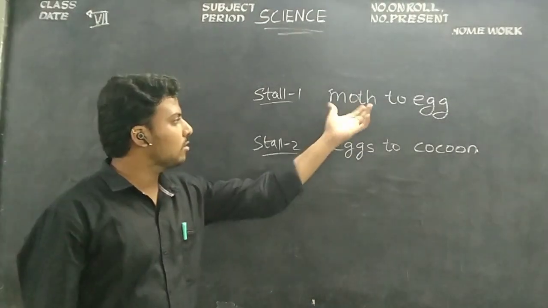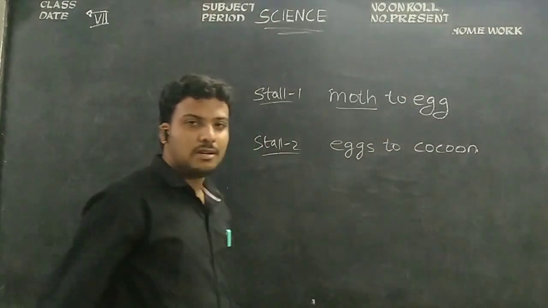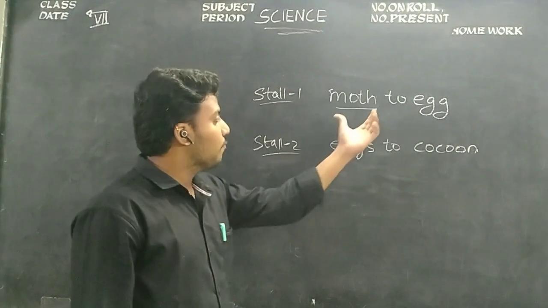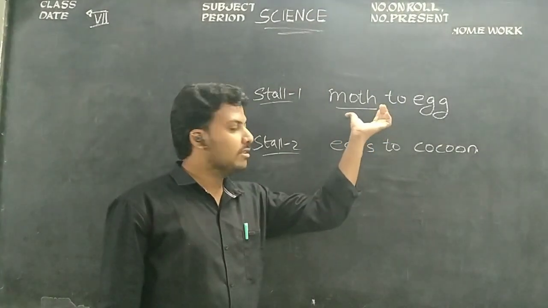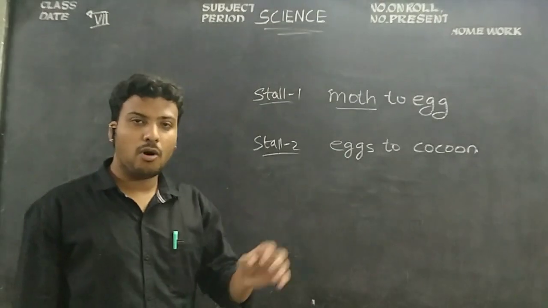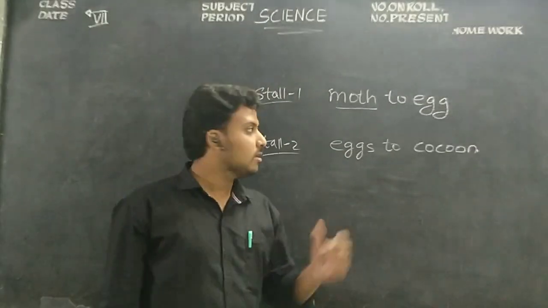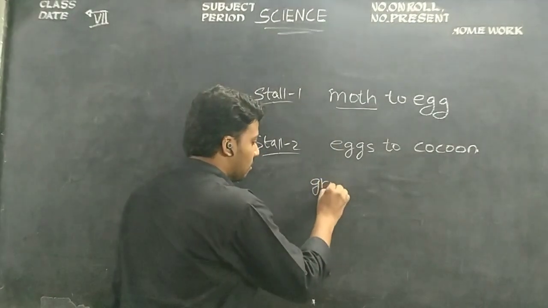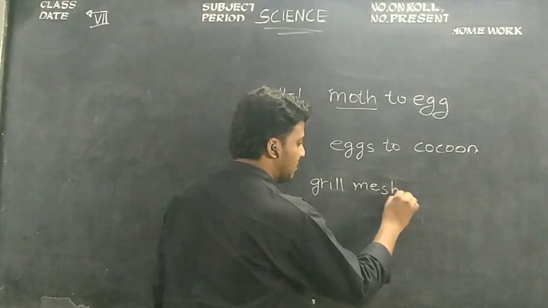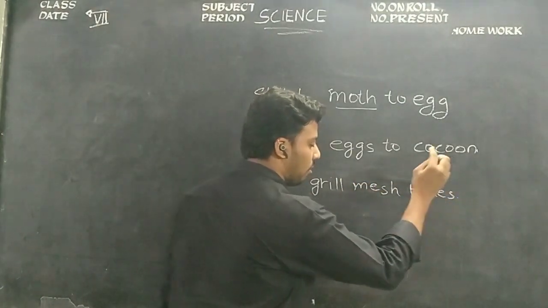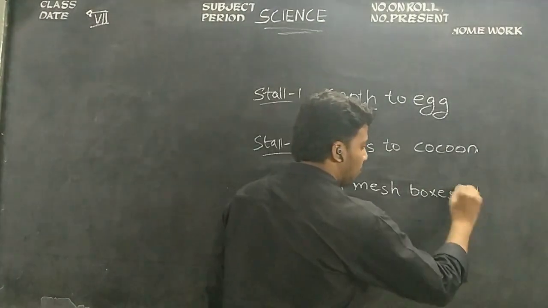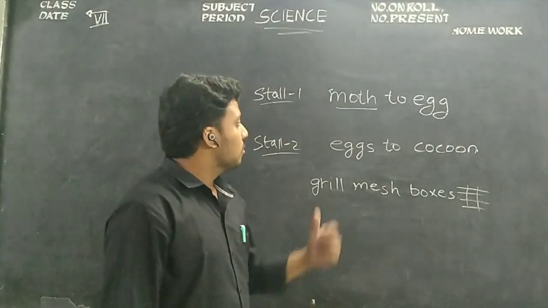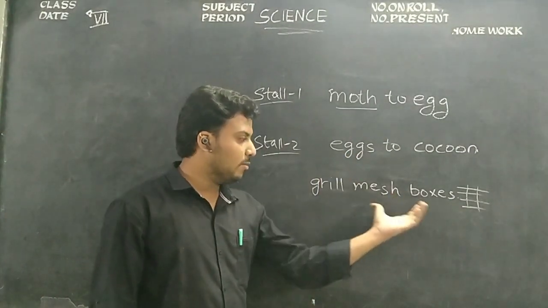You know what is a moth? Moth is a kind of insect, children. You can simply say that it is one kind of butterfly. Children, farmers used to take these moths and keep them in small mesh type boxes, grill mesh boxes. You know that box is not fully closed, it is made up of mesh like this, children. So they can breathe. So these will be stored in grill mesh boxes.